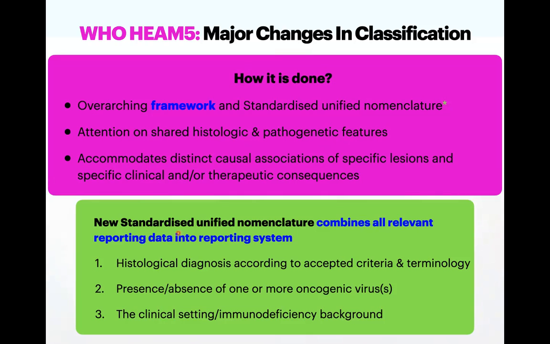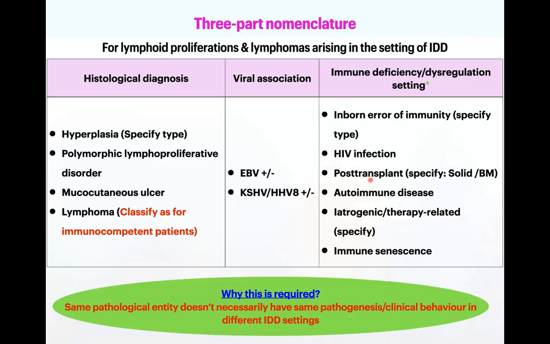So the new standardized unified nomenclature combines all relevant data in the reporting system. So the histological diagnosis is given according to the accepted criteria and terminology, along with the presence or absence of one or more oncogenic viruses, and the clinical setting or immunodeficiency in which the condition is arising. So all these three are included in naming the disease. As I said, it is a three-part nomenclature: histological diagnosis, viral association, and immune deficiency/dysregulation setting.